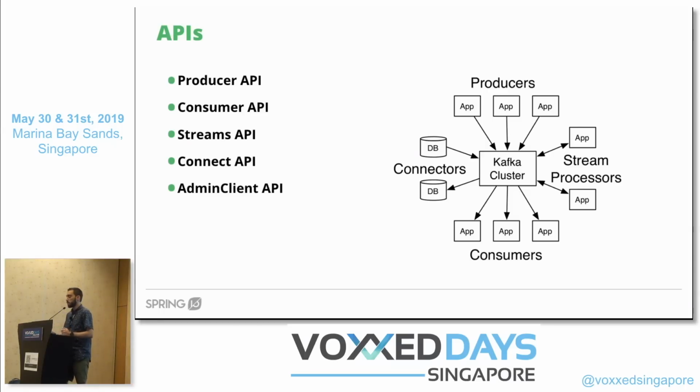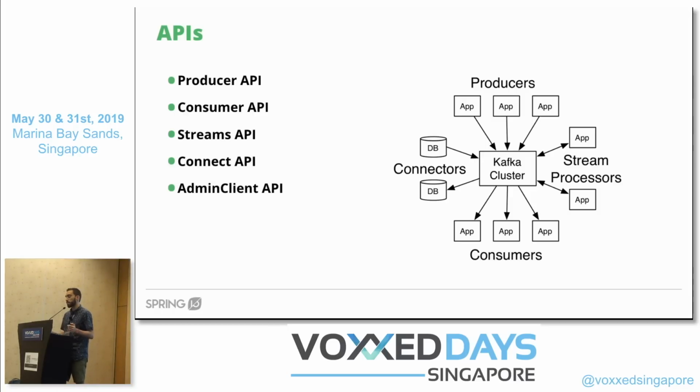But then we have another API, which is the Streams API, which we're going to talk a lot about in this session. So the Streams API is what allows you to transform the data easily by providing a DSL. So it's going to be quite straightforward to transform and process the data. And we're going to talk a lot about streams here.